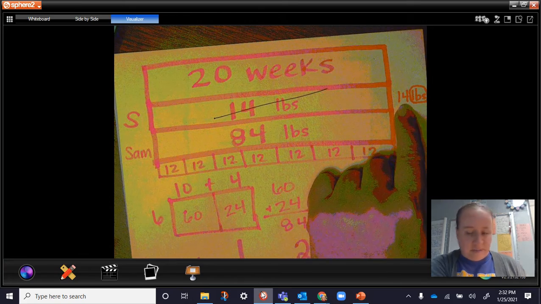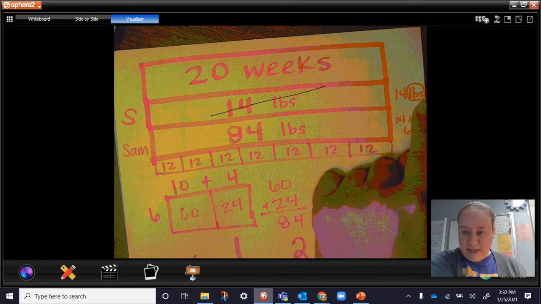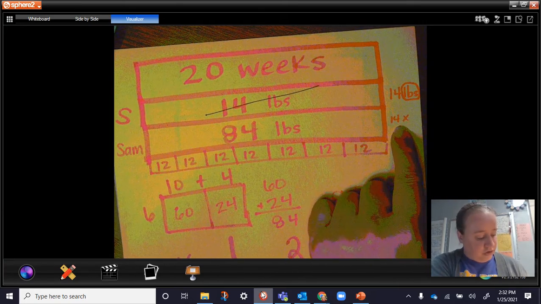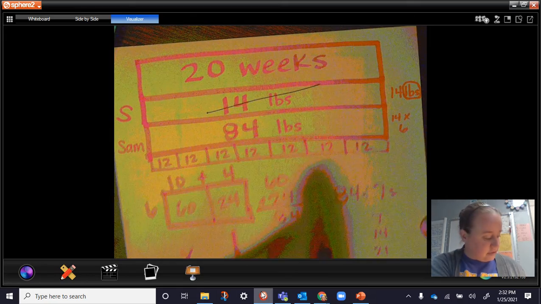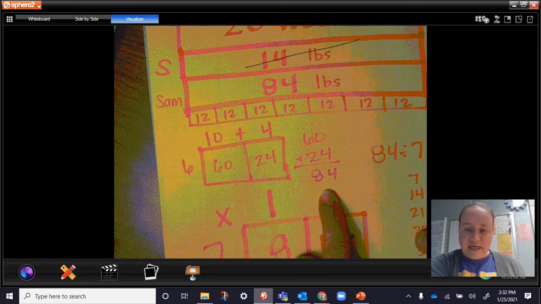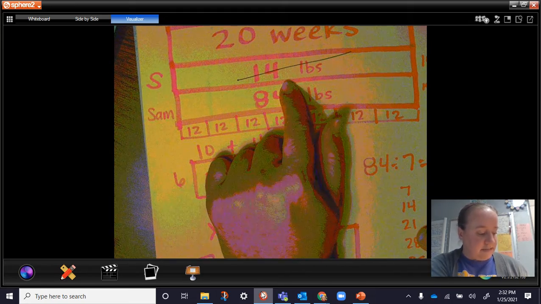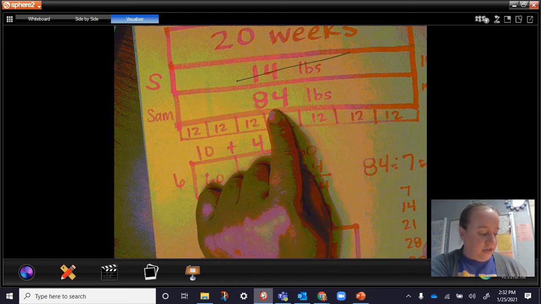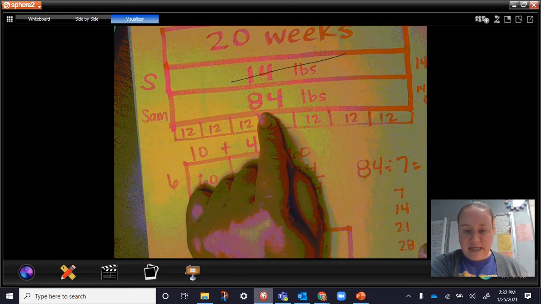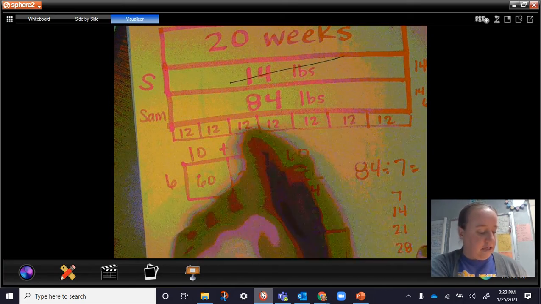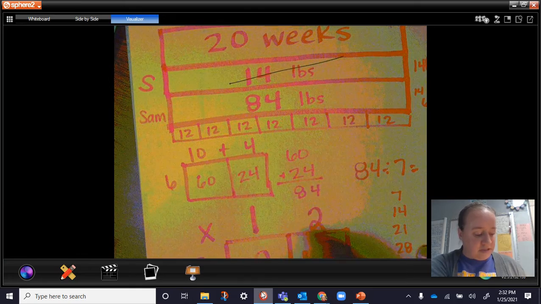So I took Sarah's amount, the 14. LBS stands for pounds. So I took the 14, I multiplied it by 6 right here, and that gave us 84. So Sam did 84, and Sarah did 14. Well, then it starts talking about how Sam, he divided them up, or he put them into bags. How much does Sam have?